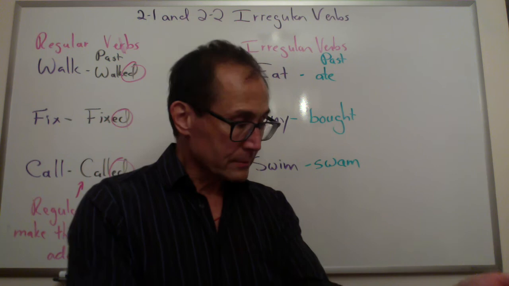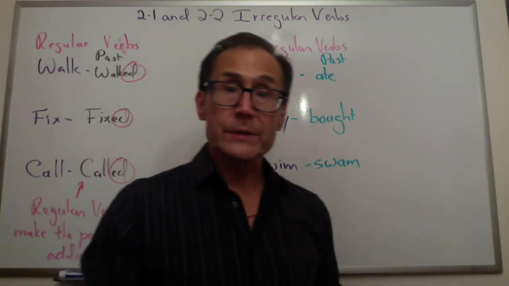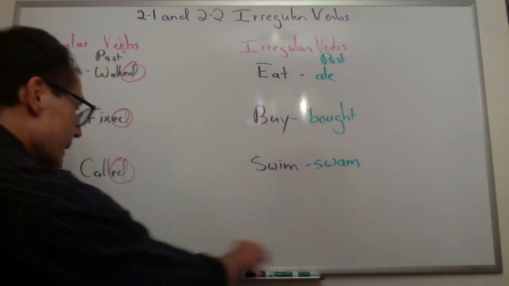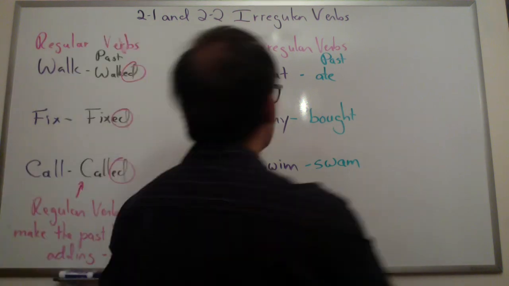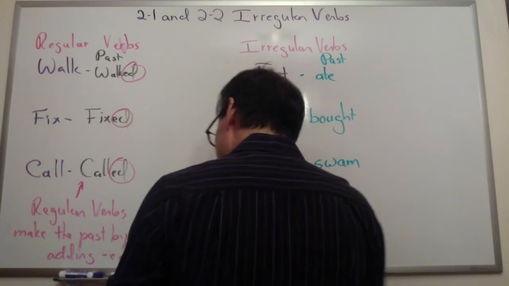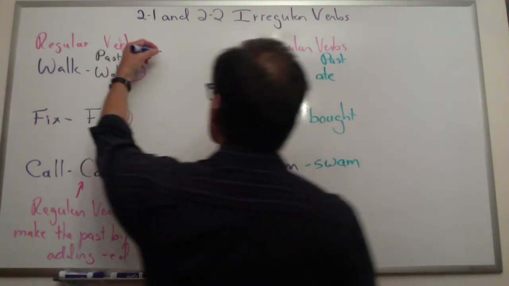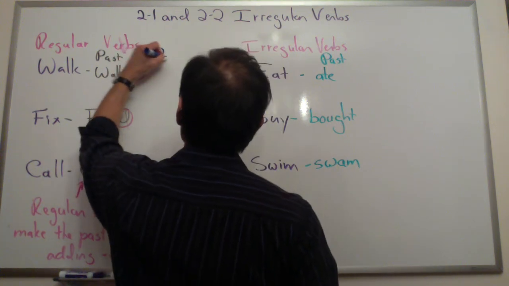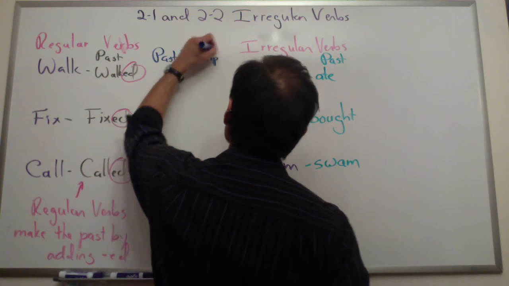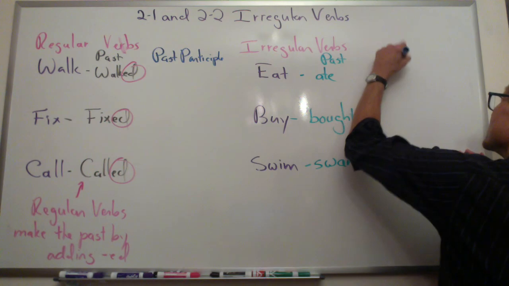Now, let's talk about another form of verbs. In addition to the past form, a verb also has another form called, let me see here, I think I want to use a different color here, called past participle. And I'll write this over here too, past and past participle.